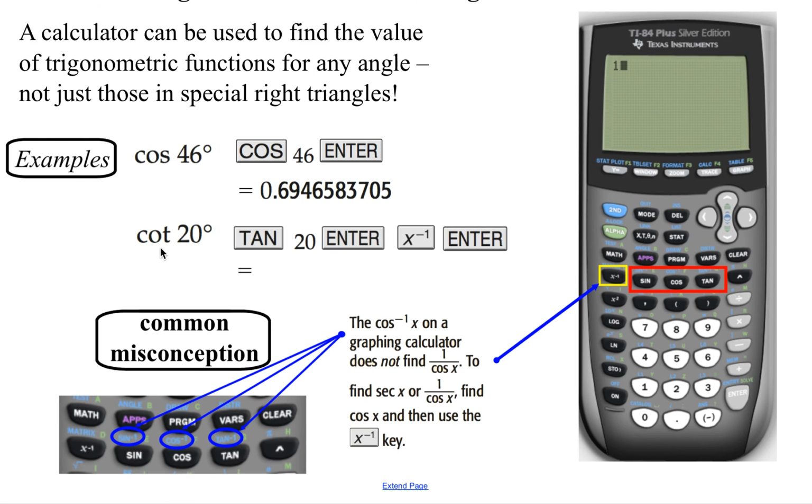When we're wanting to find a trig value of an angle measure that is a reciprocal function, we have to use the original function and get that value and then find the reciprocal of the answer. So if I want to find the cotangent of 20, the way that I do that is I hit the tangent of 20 and then hit enter, so it'll give me the tangent of 20, and then I'm going to do the reciprocal by hitting x to the minus 1 and then hit enter again, and it gives you 2.7474. Let me know if you have questions on that in class.